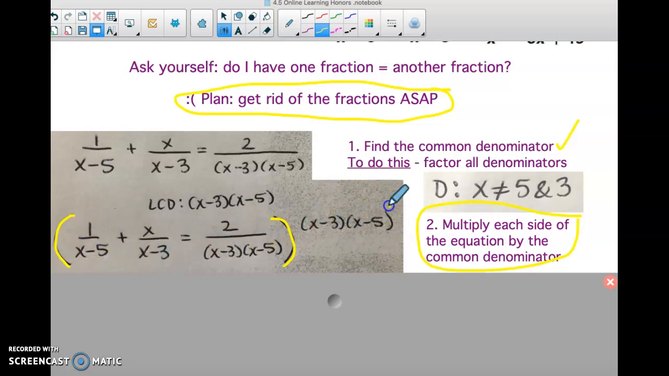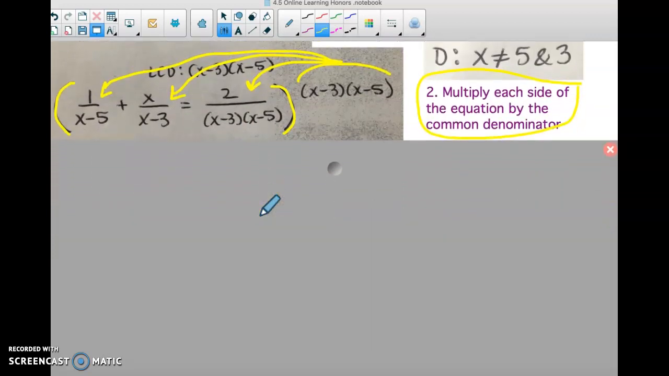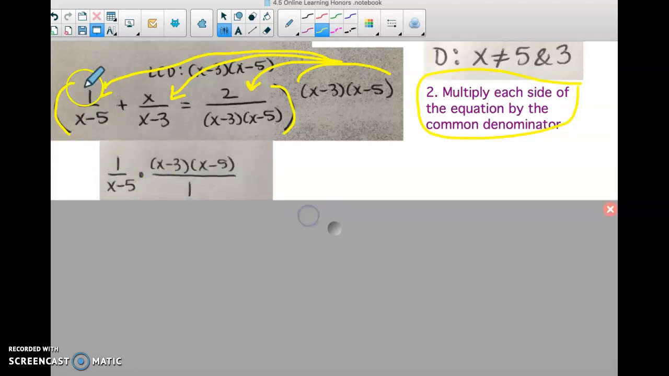So I need to bring this whole thing, multiply it over here, multiply it over here, and multiply it over here. Okay? It's really simple. Usually, and you'll see in the next one, we're not going to write this all out, but this time I did. Okay? So first thing, 1 over x minus 5 times my common denominator, x minus 3 times x minus 5 over 1, just to make it 2 fractions.